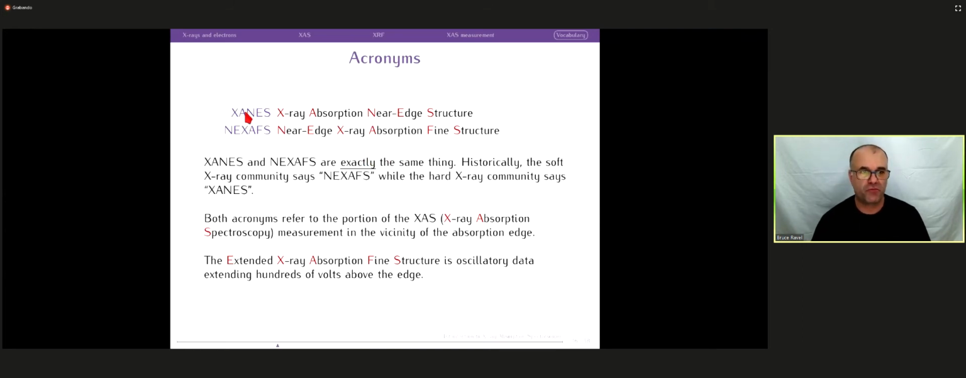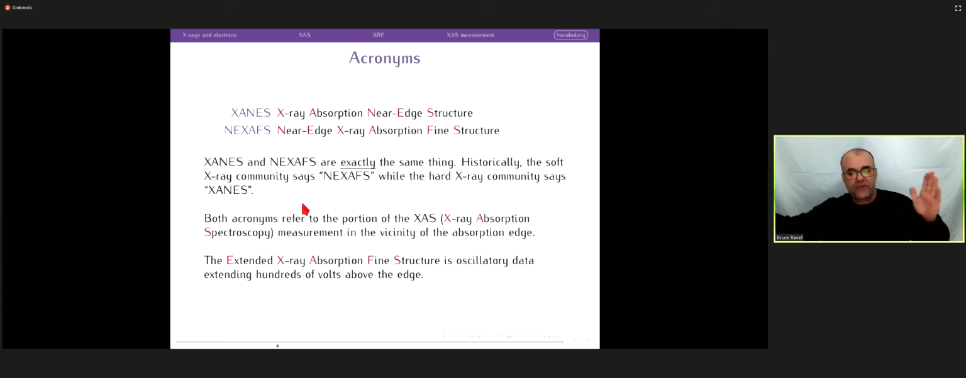There's no difference between those two words. They're complete synonyms. It's just a cultural difference for which community uses zanes and which community uses nexaths. But as you read about this stuff, when you come across those two words, it's important to remember that they're synonyms. They're the same thing.